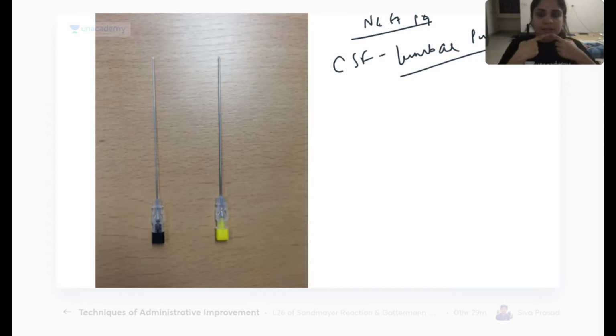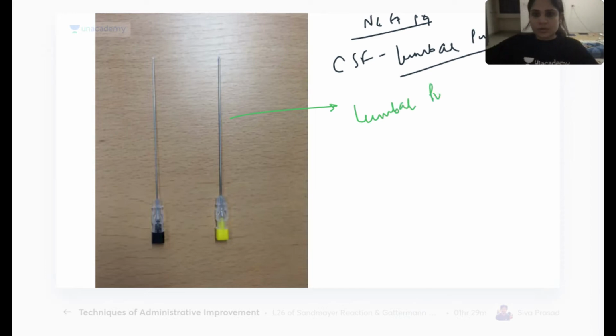Okay, first of all, identify for me, are these lumbar puncture needles or are these spinal needles? Spinal needle or lumbar puncture needle? Spinal needle is used for giving spinal anesthesia. Lumbar puncture needle is used only for collection of CSF for diagnostic and therapeutic purposes. Yes, very good. These both are lumbar puncture needles. Okay. Now you always say, ma'am, what is the difference? Actually, both of them are Quincke's needle only.